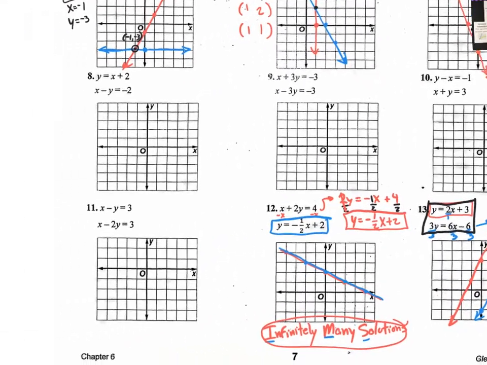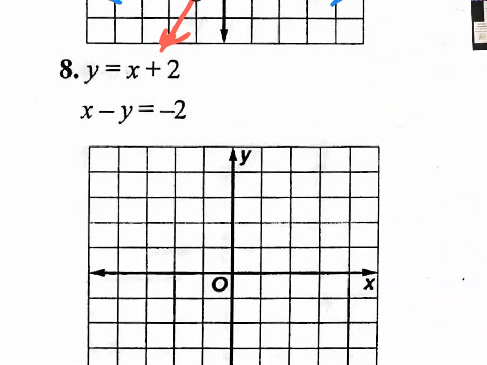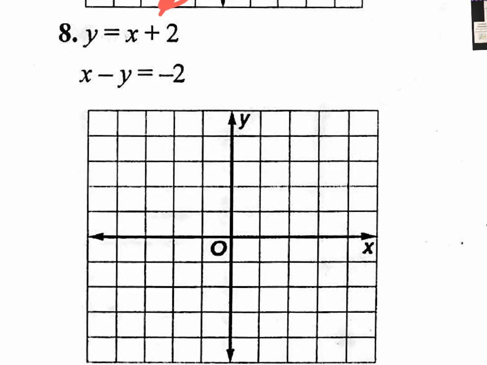Actually, number 8. Number 8, the top one's ready to graph. And of course, I want to graph it in red. I've been using that pattern. The top equation, I go in red. So the top one crosses at positive 2. The b value is positive 2. And the slope is the fraction in front of the x, which in this case is 1 over 1. So you go up 1 over 1.